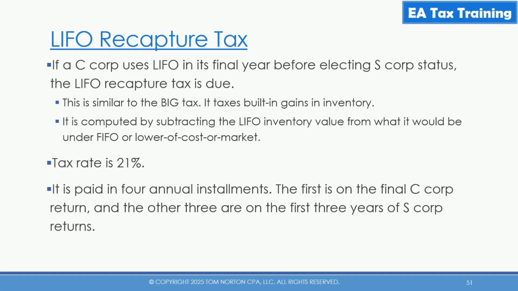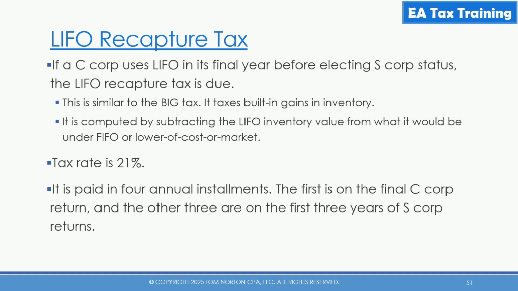So in times of inflation, your inventory value under LIFO is going to be lower than the fair market value of that inventory. So just like with the other assets that we talked about with the big tax, you're going to have to pay a tax on the gain. But in this case, the gain is not the difference between the fair market value of those inventory items and your LIFO inventory. It is the difference between what that ending inventory value would have been under FIFO, or the average cost method, compared to what it is under LIFO. So you subtract the ending inventory as it stands with LIFO from what it would have been under FIFO, or average cost, and you pay the 21% tax on that difference.